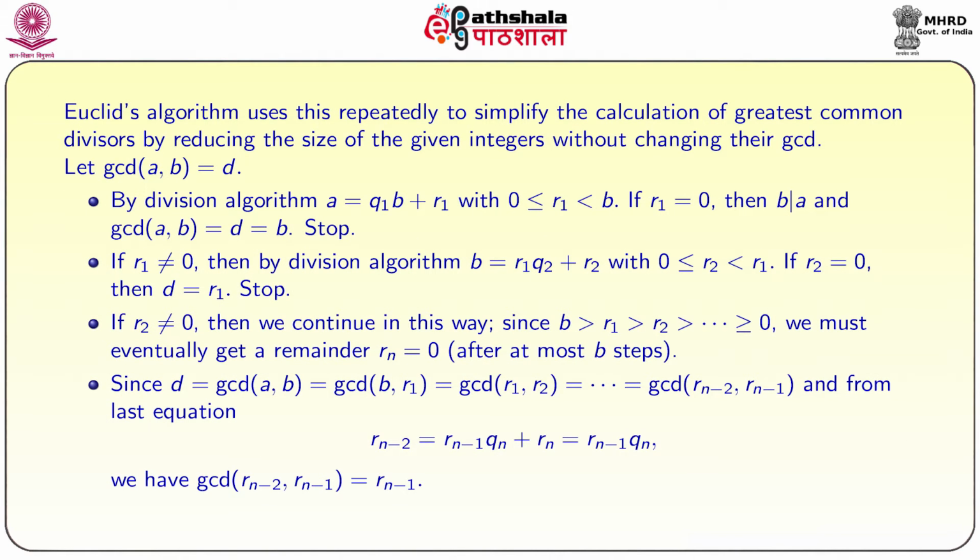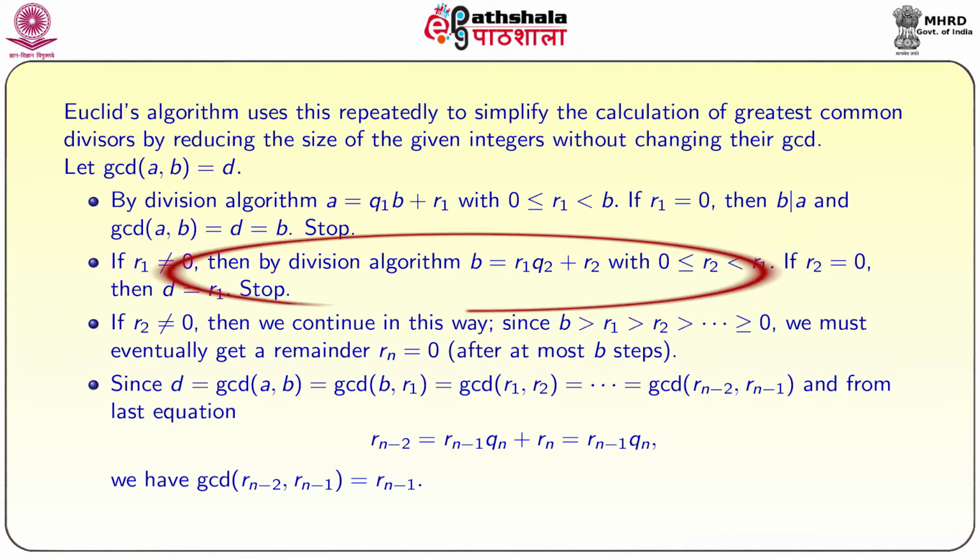Euclid's algorithm uses this repeatedly to simplify calculations of greatest common divisors by reducing the size of the given integers without changing their GCD. Let GCD of (A, B) equal D, then by the division algorithm we have A = Q1B + R1, where 0 ≤ R1 < B. Now, if R1 is equal to 0, what happens? If R1 is equal to 0, B divides A, then GCD of (A, B) is equal to D, and that is equal to B, and we stop.